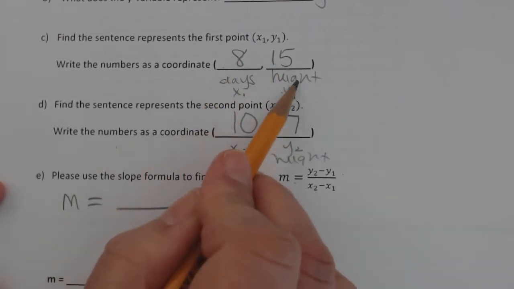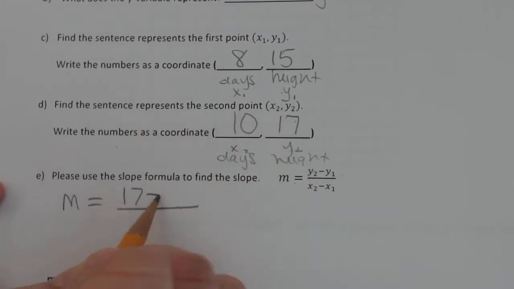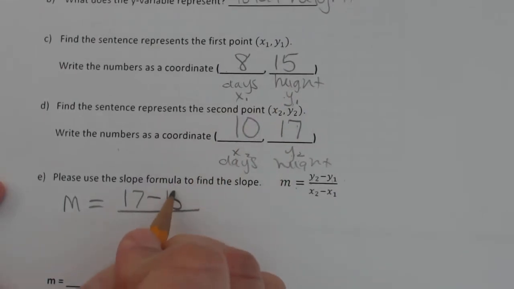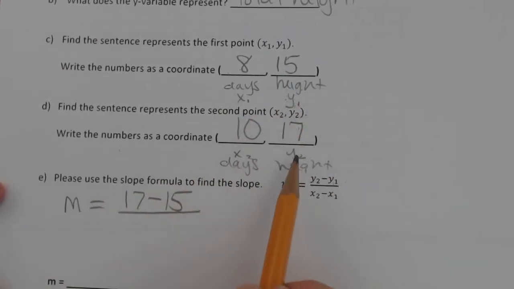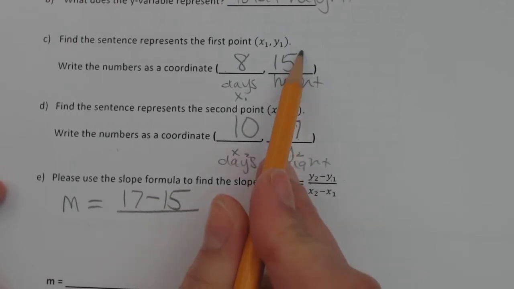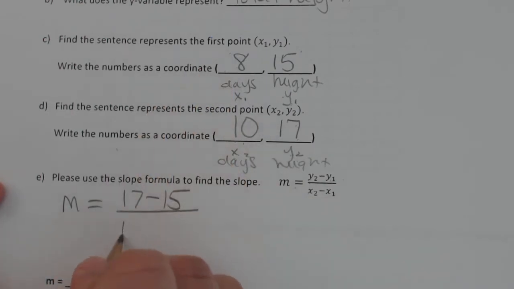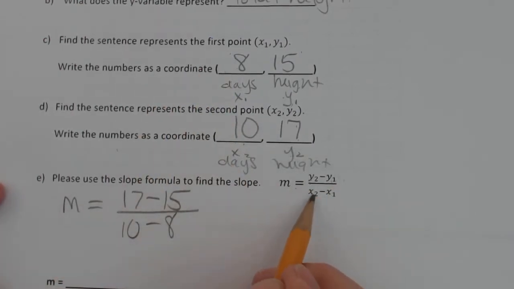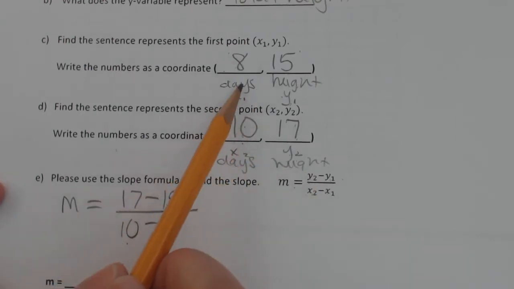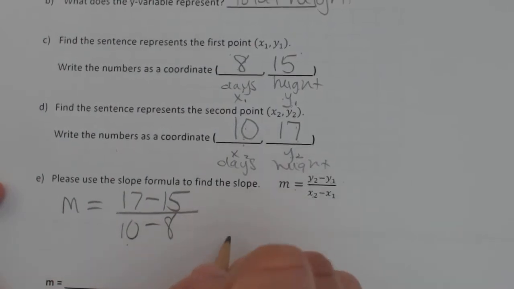So y2, which is 17. Put our minus sign down. y1, which is 15. It's pretty cool because if you line the points up like this, one on top of the other, it's really just 17 minus 15. So the other one would be 10 minus 8, which is x2, 10, minus x1, which is 8 there. So that's pretty neat. Okay, let's simplify this.